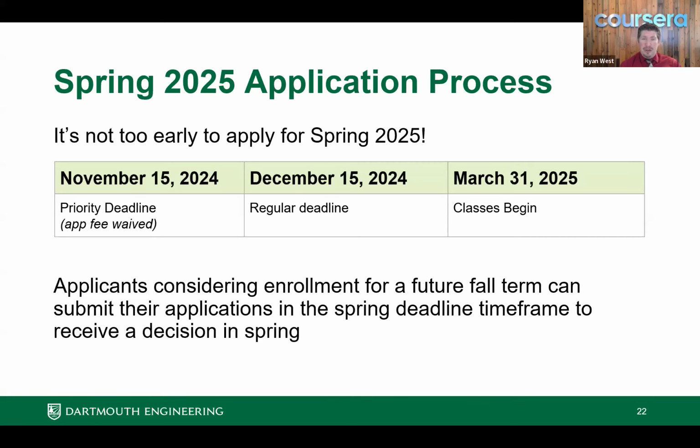One important thing to note: if you are looking at the spring semester and you want an even earlier decision, you are able to submit your spring application by the July 15th deadline, which is for the fall semester. It's a fantastic opportunity. Dartmouth will review your application at that time for spring. So if you want an earlier decision, instead of waiting until the end of the year, feel free to complete your spring application by July 15th.